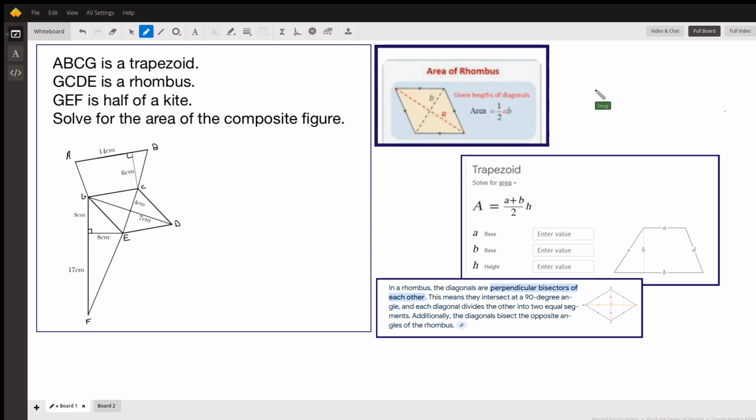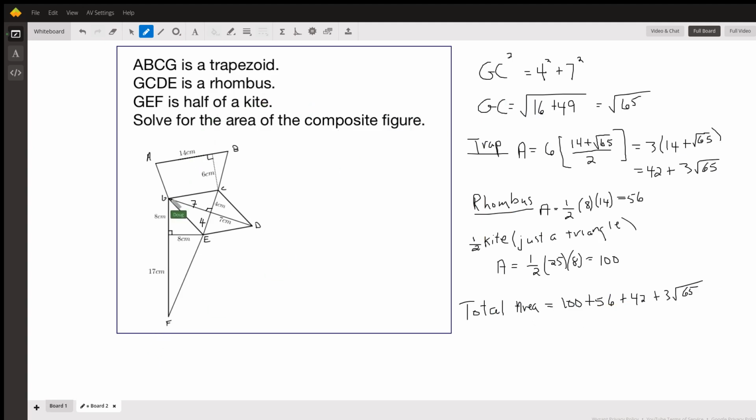And here's the stuff you need to know in order to solve this problem fairly simply. The area of a rhombus, when you know the diagonals, is 1/2 the product of the diagonals. Of course, the area of a trapezoid is the height times the average of the two bases. And you have to know that the diagonals of a rhombus are perpendicular bisectors of each other. So that's what's true.